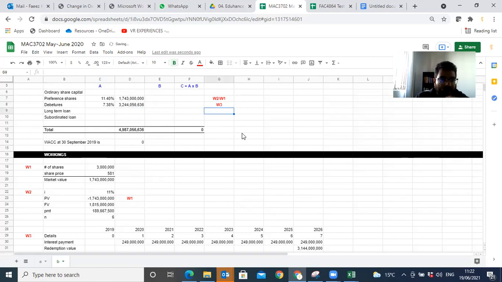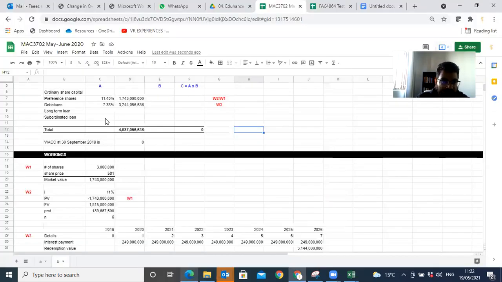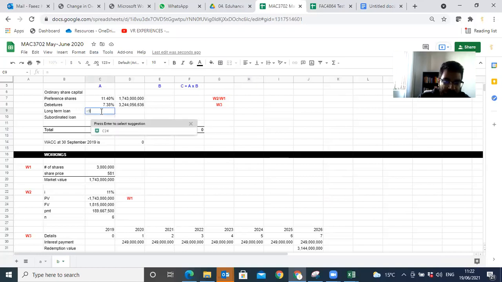Now I can do my long-term loan. A loan of 871 was obtained on 2nd October 2018. So that's the beginning of year 0. Its capital is repaid in 3 equal annual installments. The fixed interest is also paid on the last day of each financial year. Similar loans have an interest rate of 9.75. What was given? The rate.